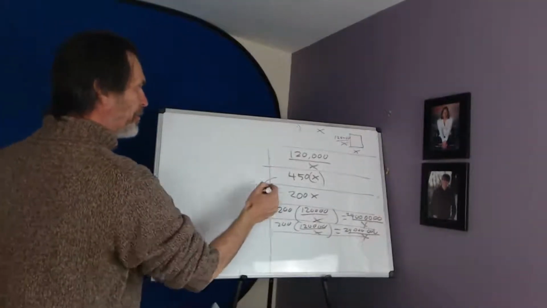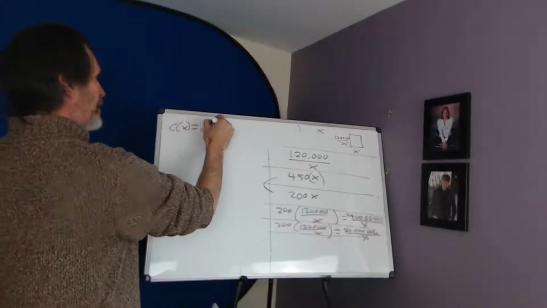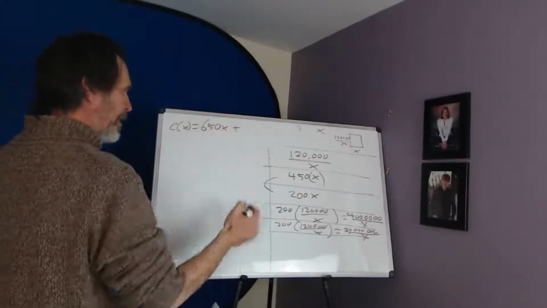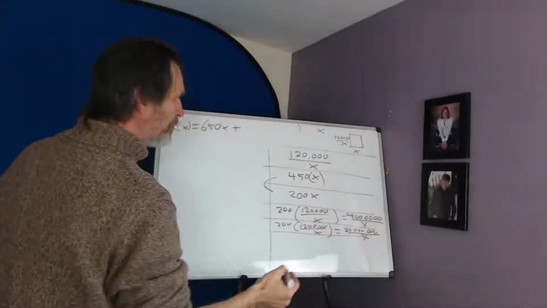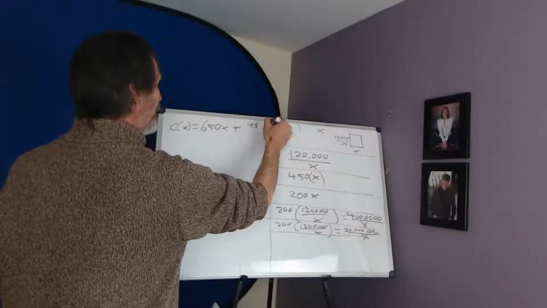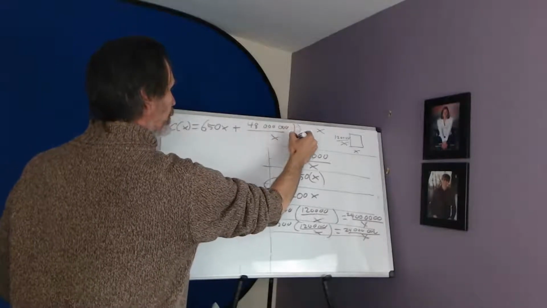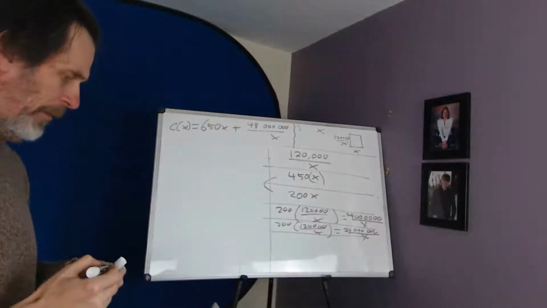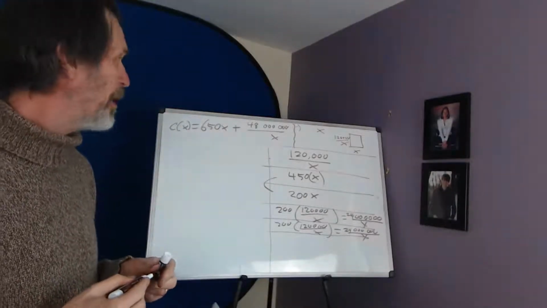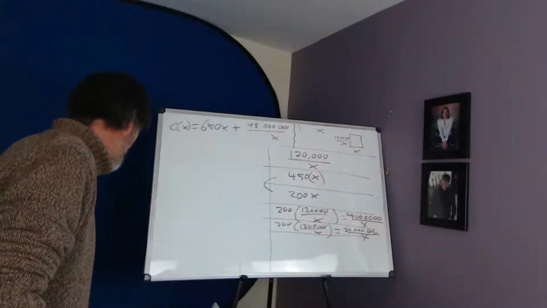See, adding those two is a piece of cake. 650x plus, adding those two up, since they have the same denominator, that makes the job a lot easier, 48 million over x. There's the function that we want to minimize. We want to get that cost as small as possible.